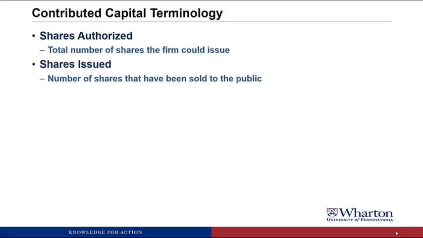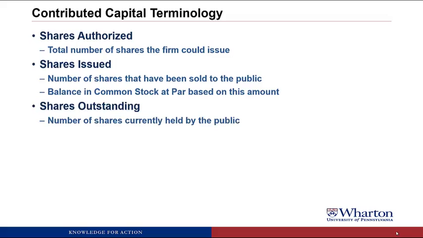A more important number is shares issued. These are the number of shares that have been sold to the public at one point or another. And when you look at the balance in common stock par, it's based on this amount. So if you took par value times the number of shares issued, it should equal the balance in common stock par.